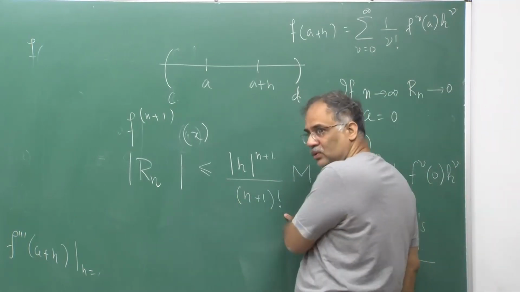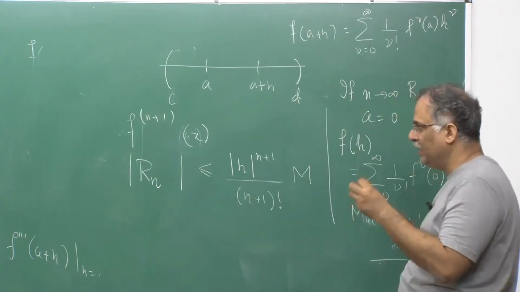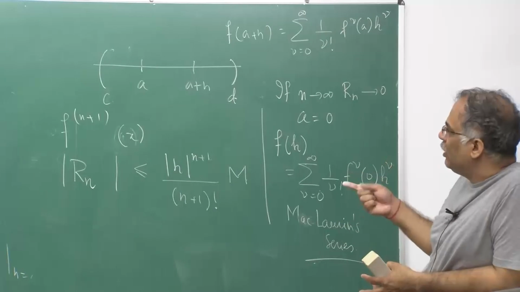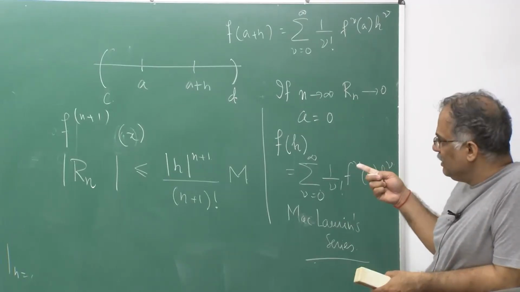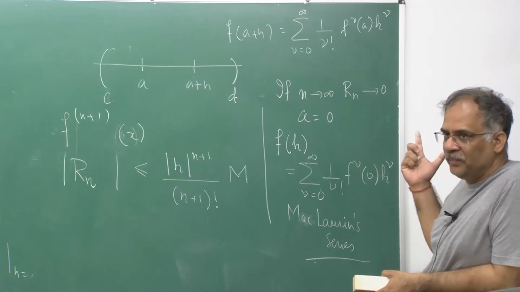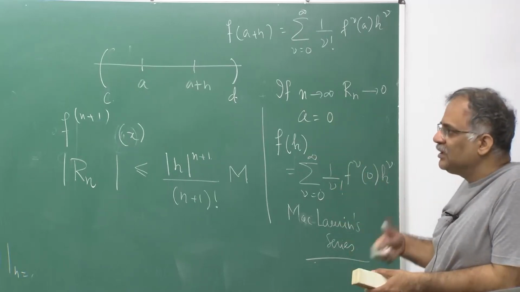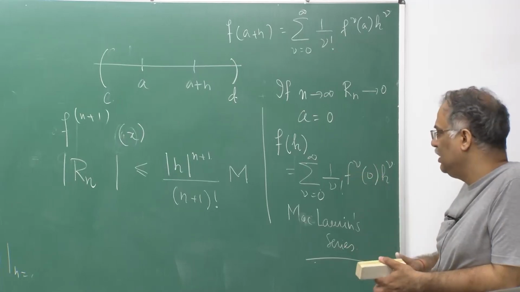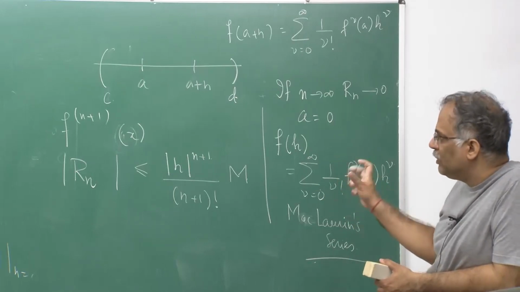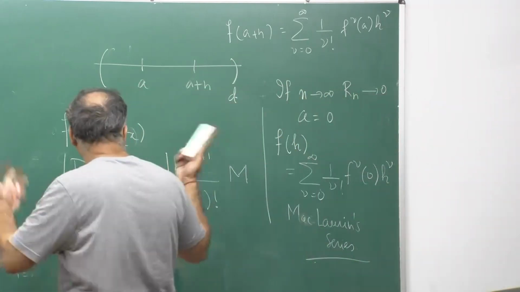Having this does not say that it will go to 0, only that mod R_n is bounded. So what I am saying is that the error is bounded above by some quantity that depends on h, and (n+1) factorial also blows up, but whether it goes faster than h^(n+1) to 0 or not, we do not know. That depends on the specific example, specific situations. So we have only proved that R_n can be bounded by a function of h. That is the only thing that we can show, otherwise we can't even show that.